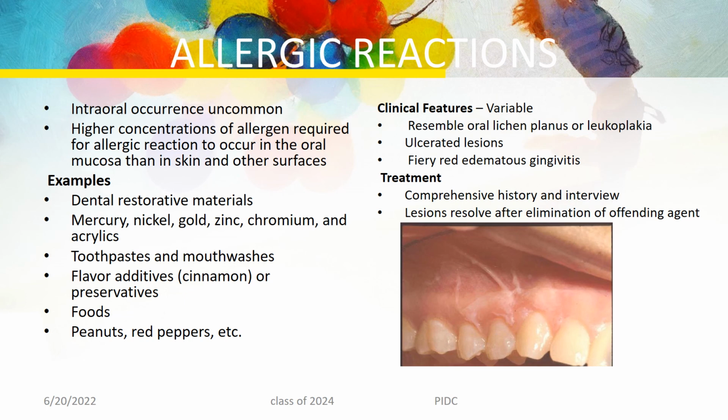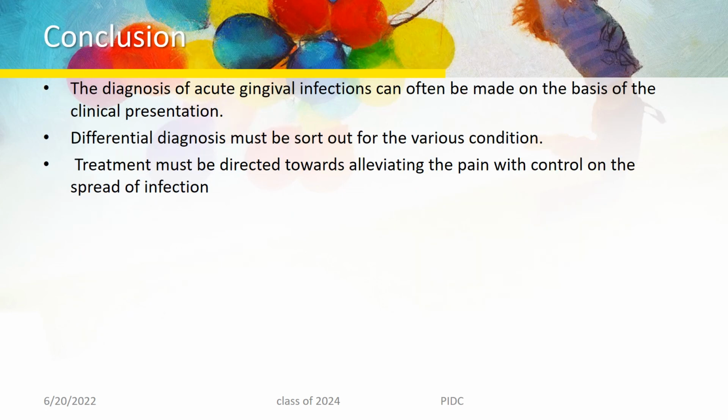Fiery red erythematous gingivitis could occur. Treatment is a comprehensive history and interview regarding the condition. Lesions will generally resolve after elimination of the offending agent. So to conclude, the diagnosis of acute gingival infections can be made on the basis of the clinical presentation. Differential diagnosis must be sought for the various conditions. Treatment must be directed towards alleviating the pain with control of the spread of infection.